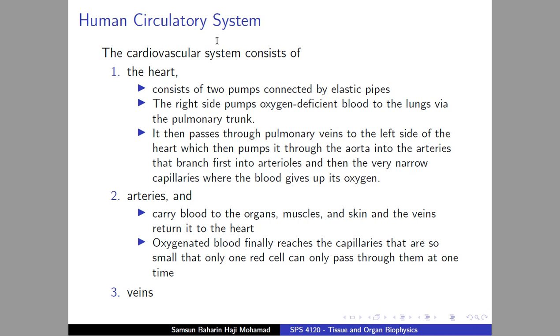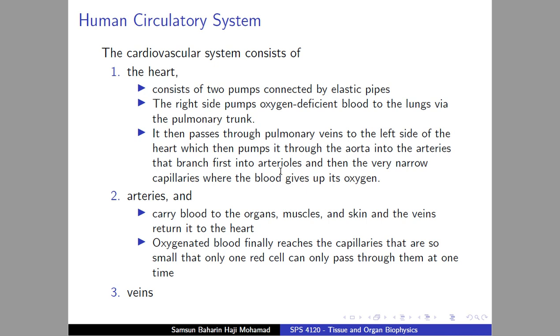Okay, so we have this system in our circulatory system. The cardiovascular system consists of the heart, two pumps connected by elastic pipes. The right side pumps oxygen deficient blood to the lung via the pulmonary trunk, and then it passes through the pulmonary vein to the left side of the heart, which then pumps it through the aorta into the arteries that run first into arterioles and then very narrow capillaries where the blood gives up its oxygen.